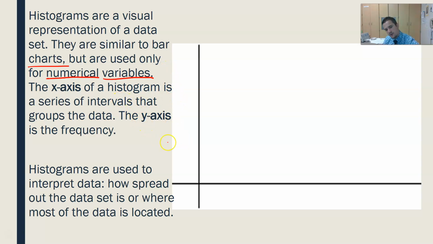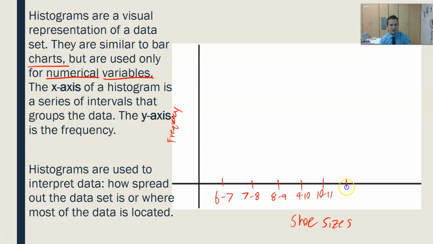So this side over here, this is going to be the frequency. This is going to be the frequency, and these over here are going to be the intervals of the shoe sizes. So I had intervals from 6 to 7, from 7 to 8, from 8 to 9, from 9 to 10, from 10 to 11, and then from 11 to 12. Those were my intervals.